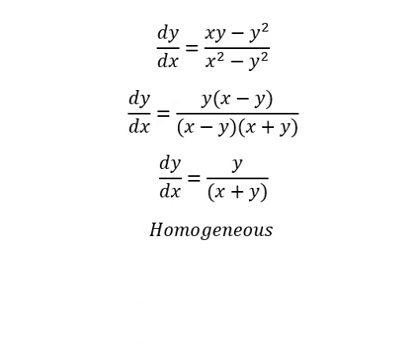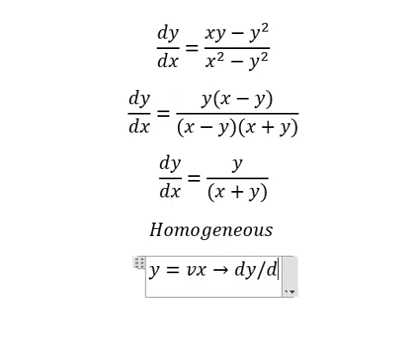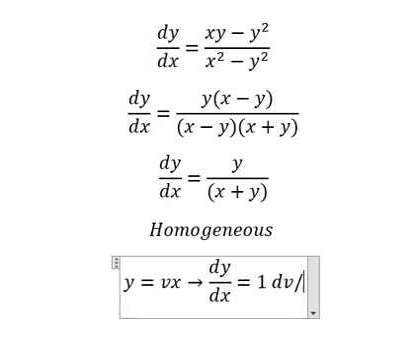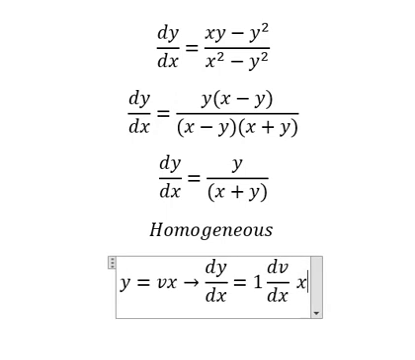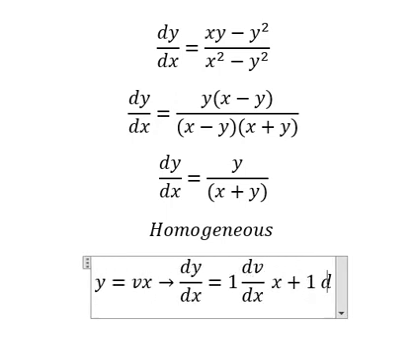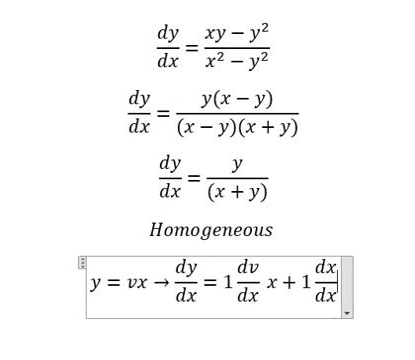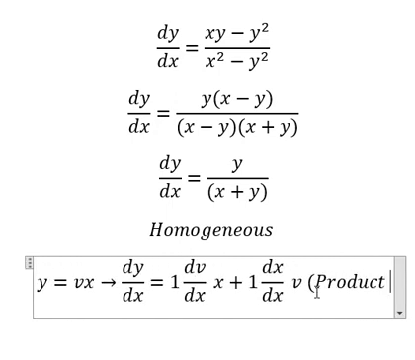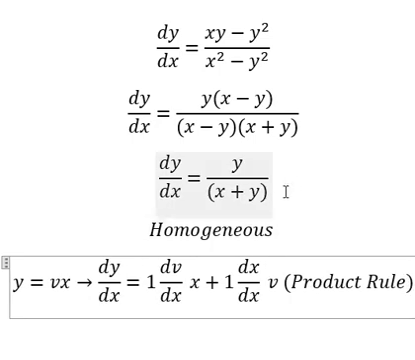So we need to put about y equals to vs. Later that we need to do first the derivative for the both sides. This one we have number 1 dv over dx multiplied by s. This one we have number 1 dx over dx multiplied by v, and that is about the product rule of the derivative.